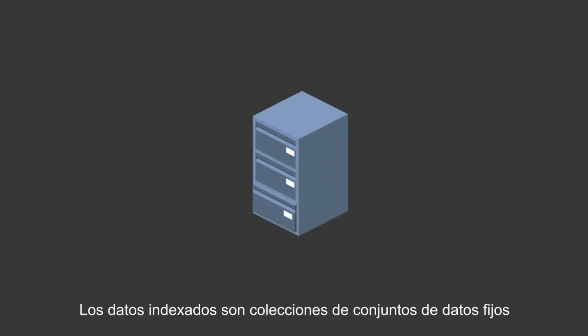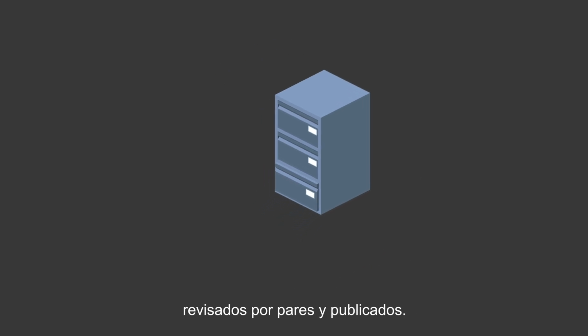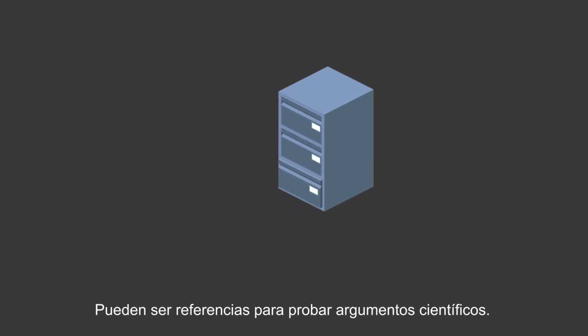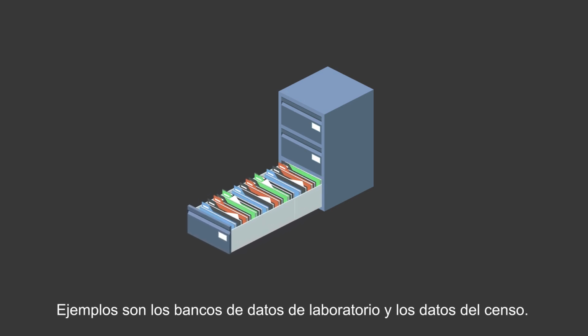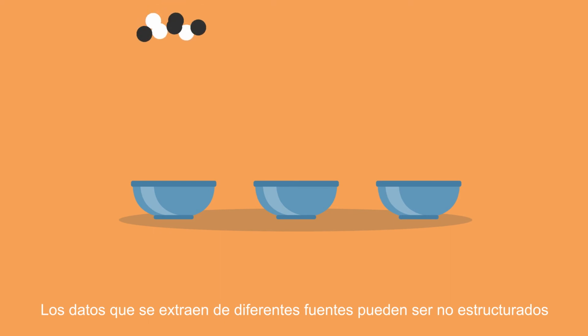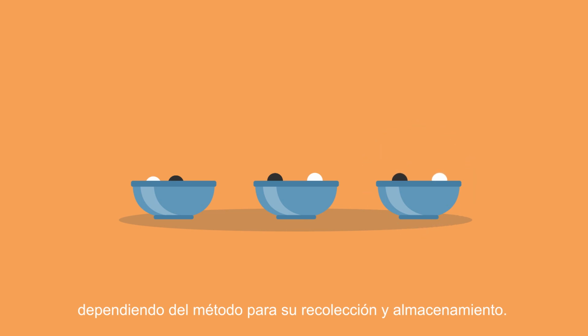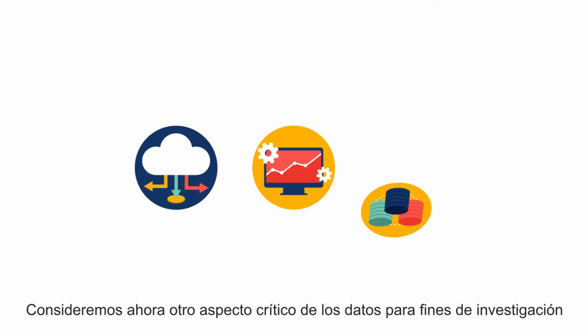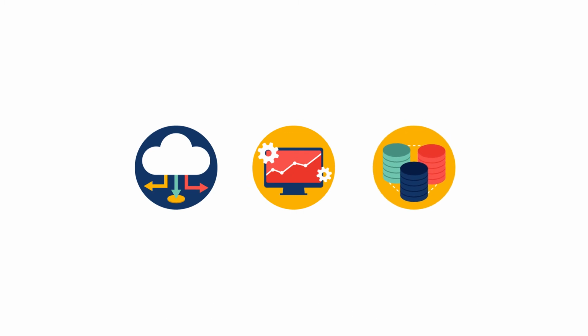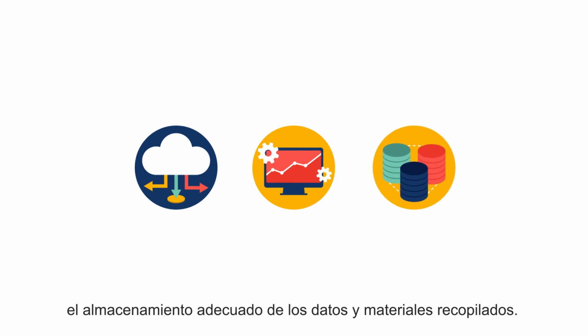Indexed data are fixed, peer-reviewed, and published collections of data sets. They can be references to prove scientific arguments. Examples are lab databanks and census data. Data that is extracted from different sources can be unstructured, semi-structured, or structured, depending on the method for its collection and storage. Let's now consider another critical aspect of data for research purposes, namely adequate storage of the collected data and materials.